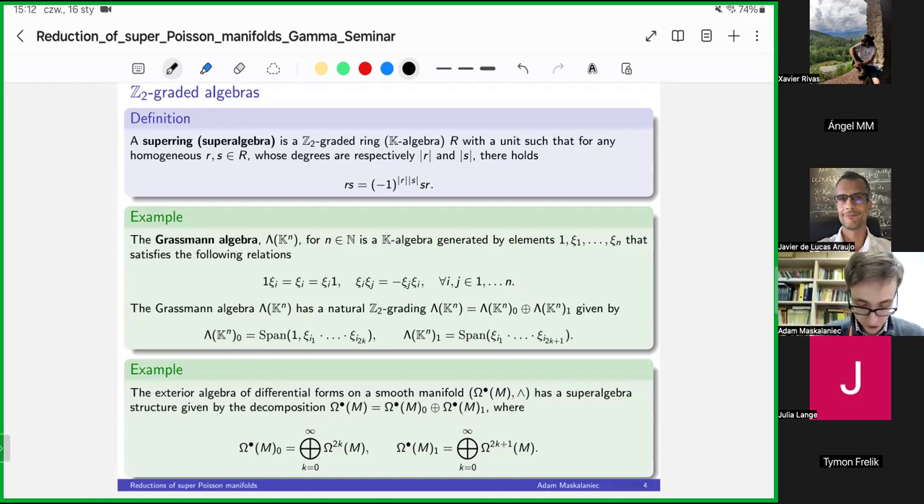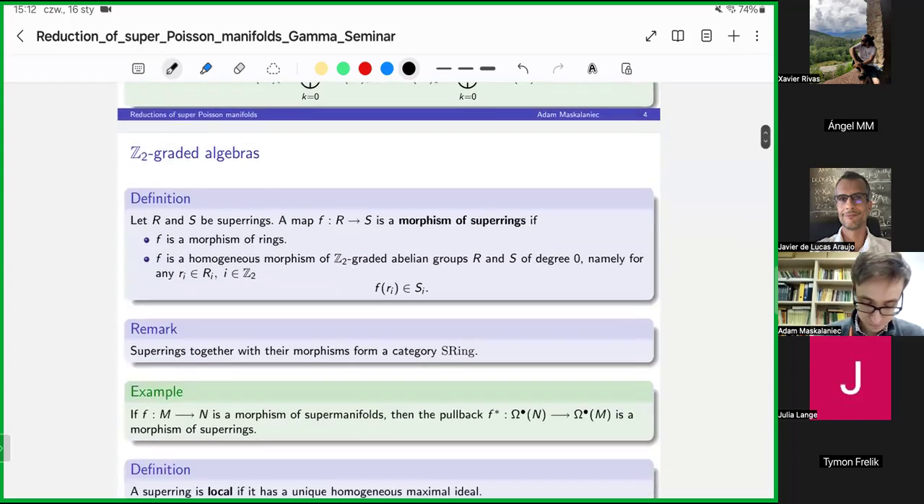So a global version of this Grassmann algebra is in fact the exterior algebra of differential forms on a smooth manifold. Then our operation on this algebra is the wedge product, and it has the superalgebra structure given by the decomposition into the direct sum of two vector subspaces of differential forms of even and odd degree.